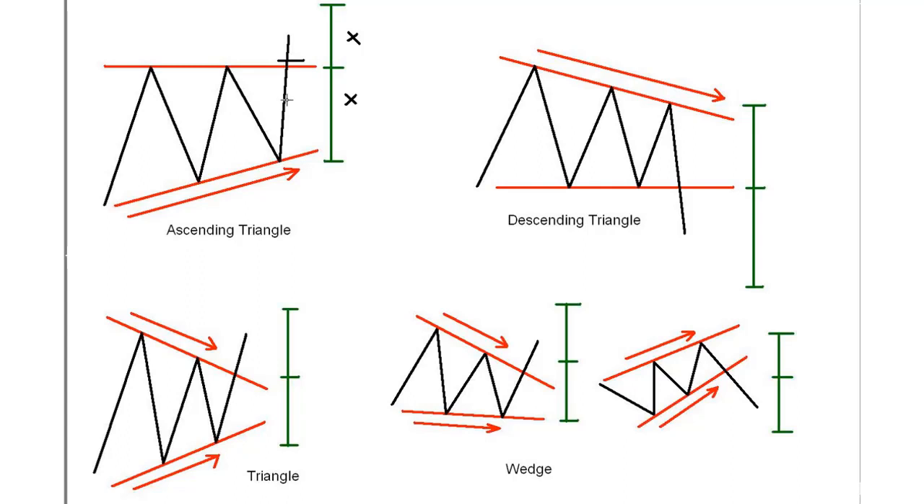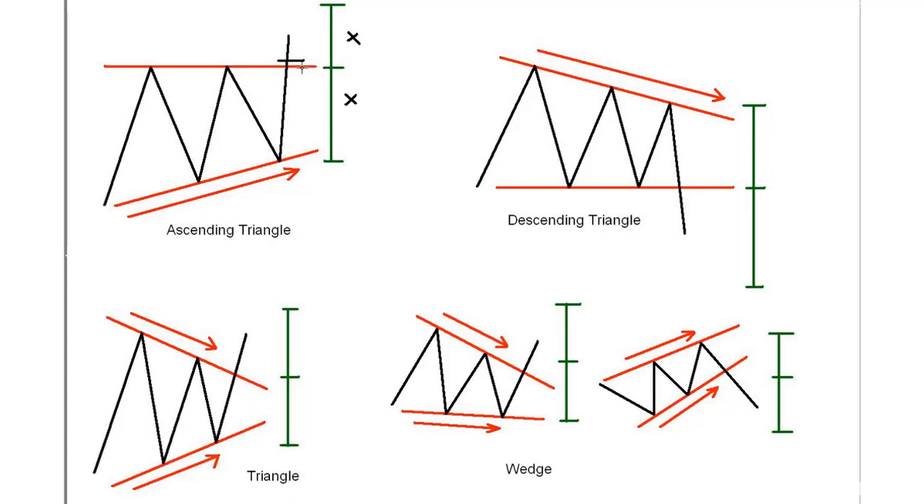The only other thing you need to do then is figure out your target, and that is simply the distance from the last bounce on the ascending trend line to the horizontal resistance line. And you simply play this with a 1-to-1 risk-reward ratio. So the distance between the last bounce and the horizontal trend line is your target.